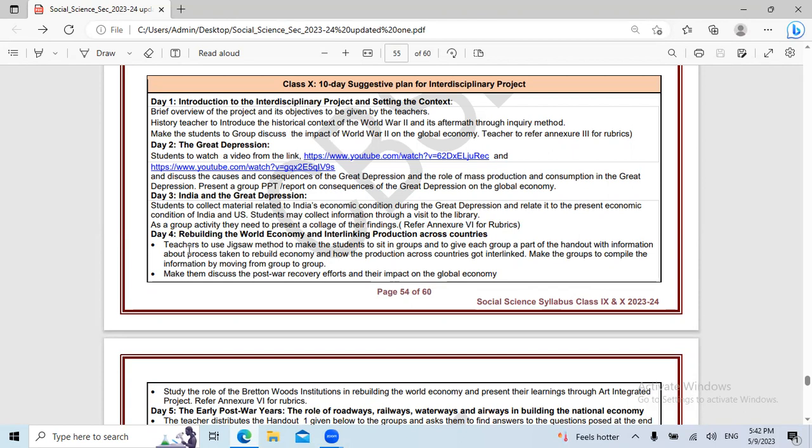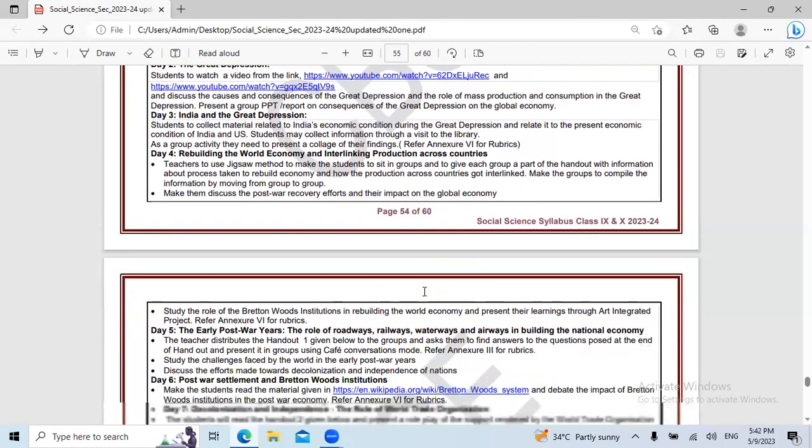Then day 4, rebuilding the world economy and interlinking production across countries. Teachers to use the jigsaw method to make the students sit in groups and to give each group a part of the handout with information about the process taken to rebuild the economy and how the production across countries got interlinked. Make the groups compile the information by moving from group to group. Make them discuss the post-war recovery efforts and their impact on the global economy.